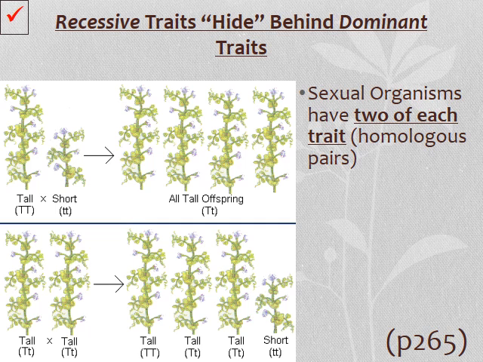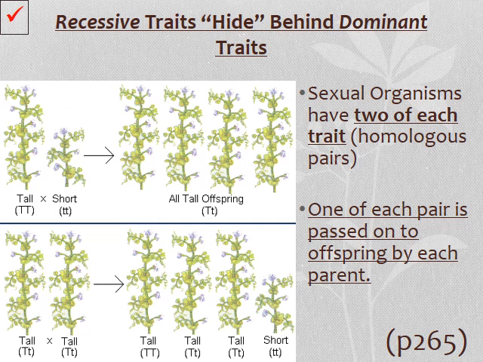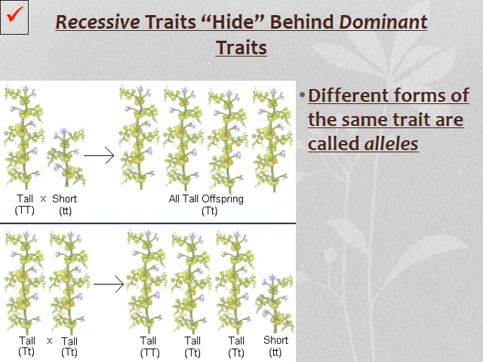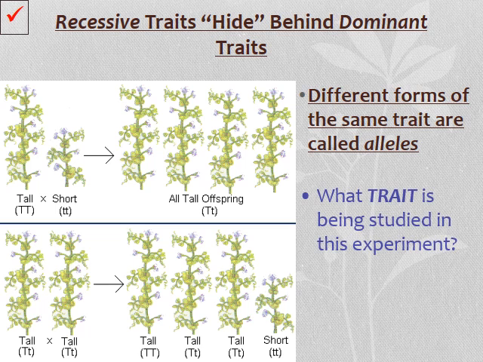So, sexual organisms have two of each trait. If you think back, these are what we call homologous pairs, or variations for a trait. One of each pair is passed on to the offspring by each parent. You get one from your mother and one from your father. So in this case, the different forms of the same trait are what we call alleles. And we have two different alleles here for height.